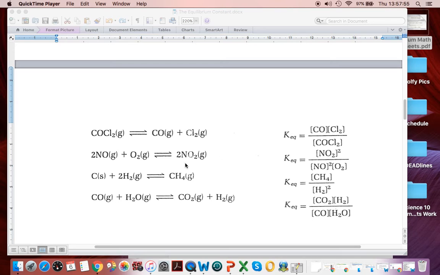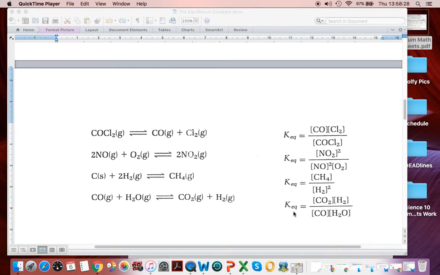In this case, I only have one product, the NO2, and a coefficient of 2, so it's squared. NO, square brackets, to the second power, and O2 to the first power. Here I have CH4 gas and no coefficient. Carbon's a solid, so I don't include it in the expression. And H2 has a coefficient of 2, so it is squared. And these are all ones, so these things are the products on top. These are the reactants on the bottom.